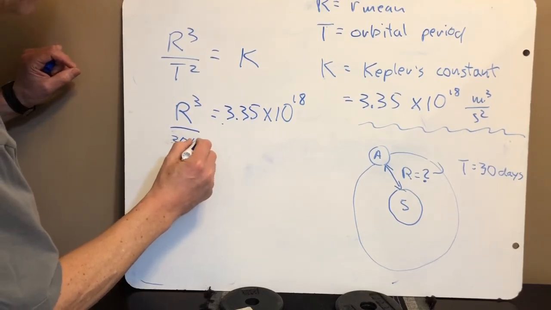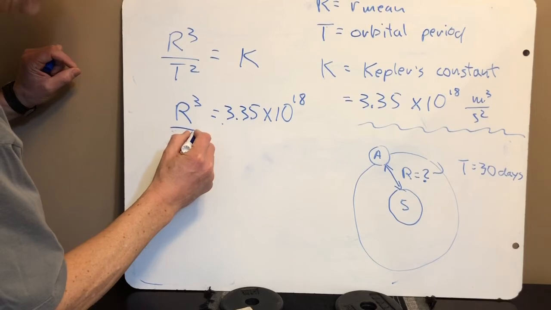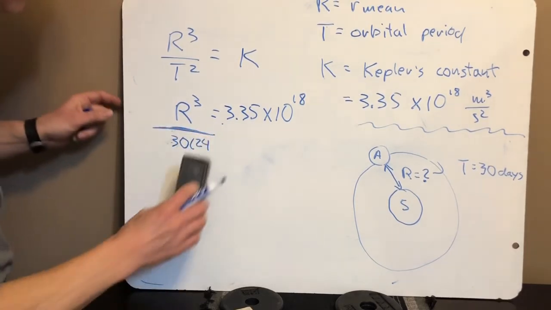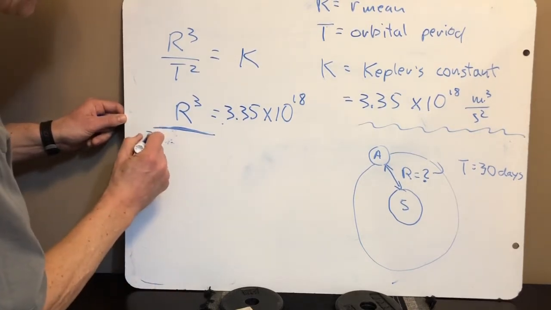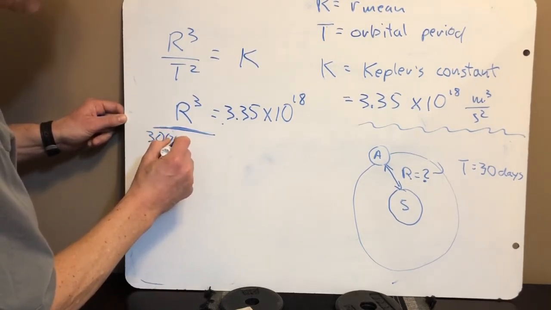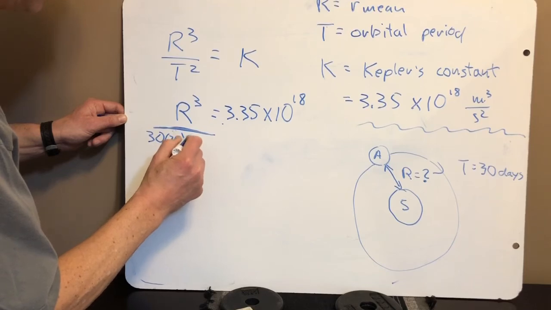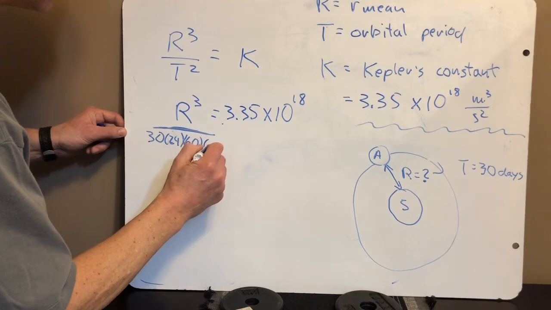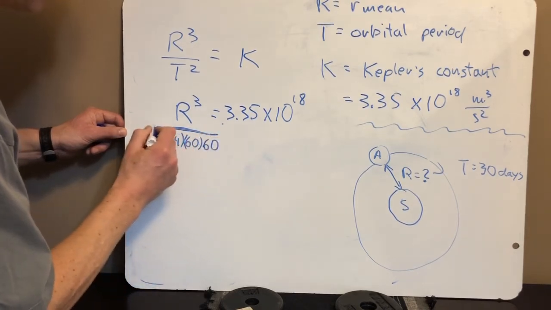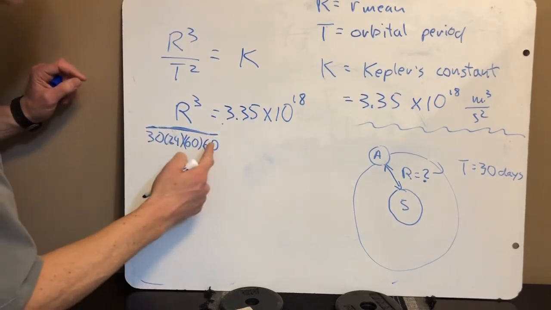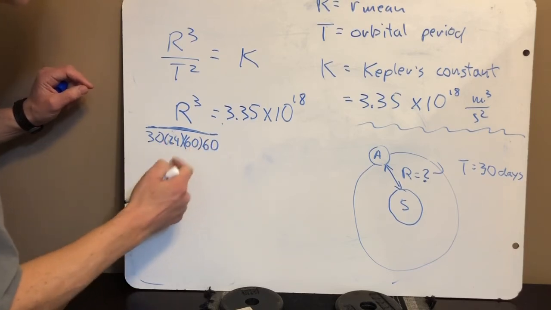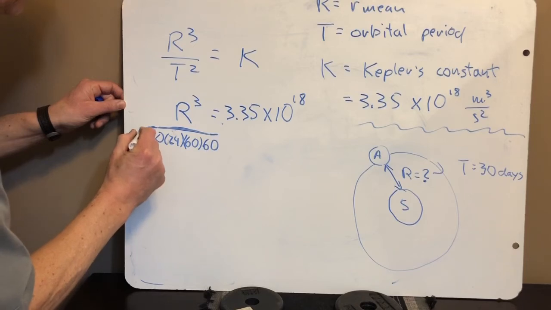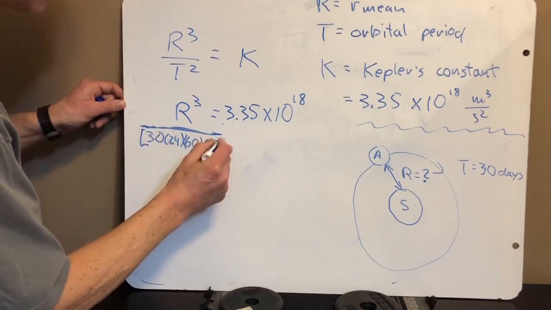Well, 30 days times 24 hours in a day times 60 minutes in an hour times 60 seconds in a minute. So there is my t value in seconds. And remember, your t value has to be squared.